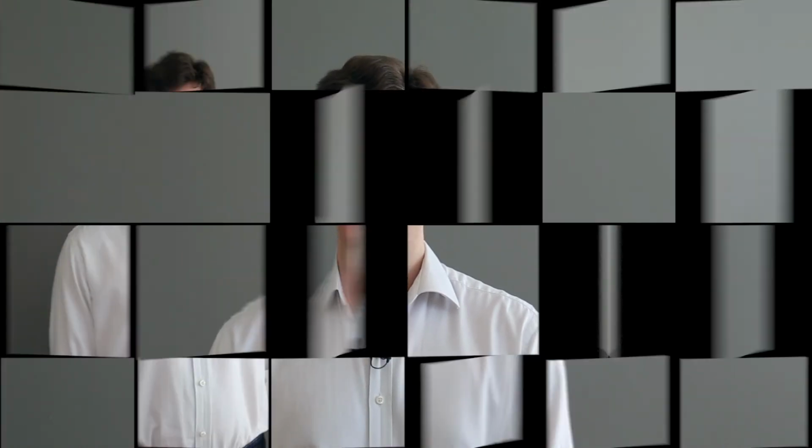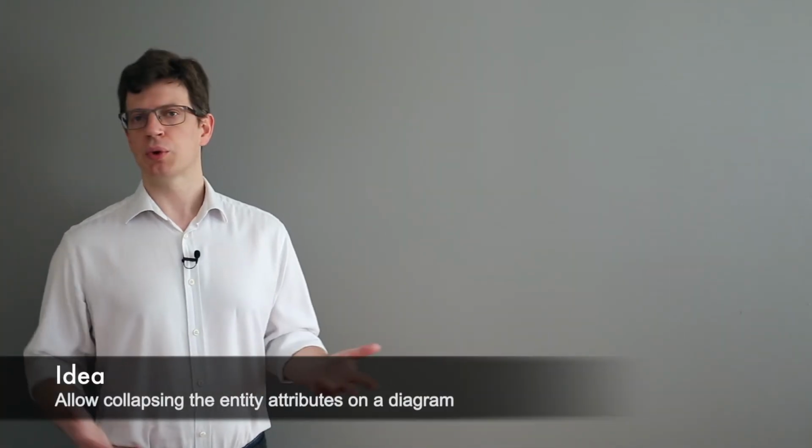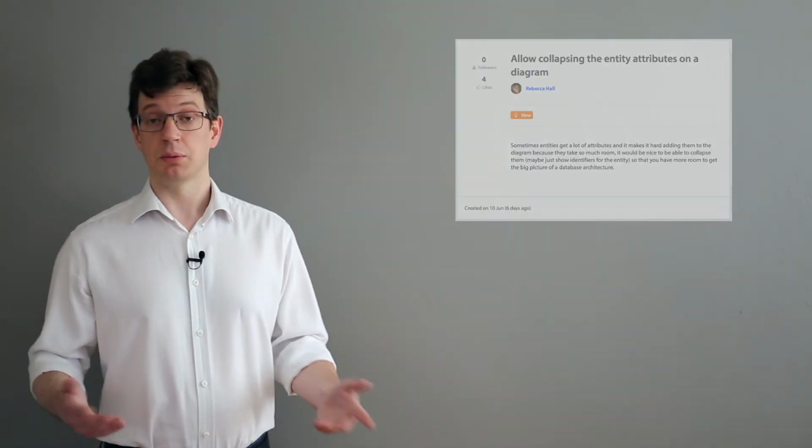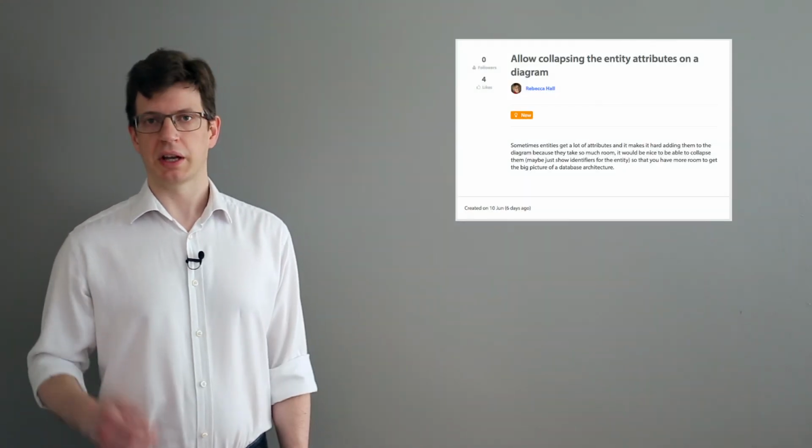And now for our last segment, we're going to check the idea of the week. On the last segment of the newscast, we're going to talk about the idea that stirred the most the imagination of the community members. And that was to collapse the entity attributes on the diagram.